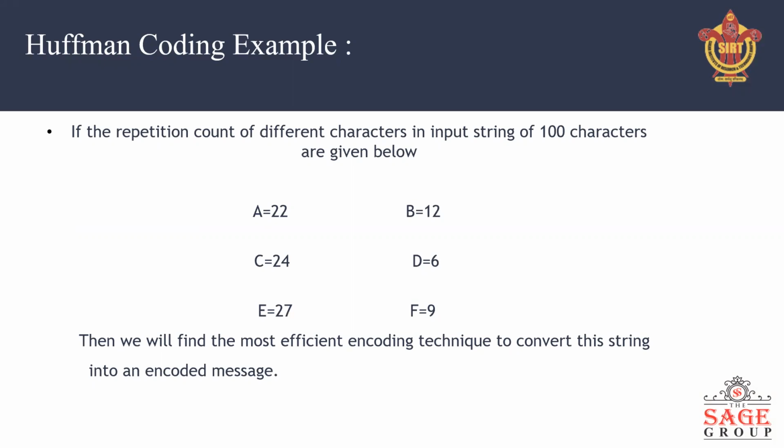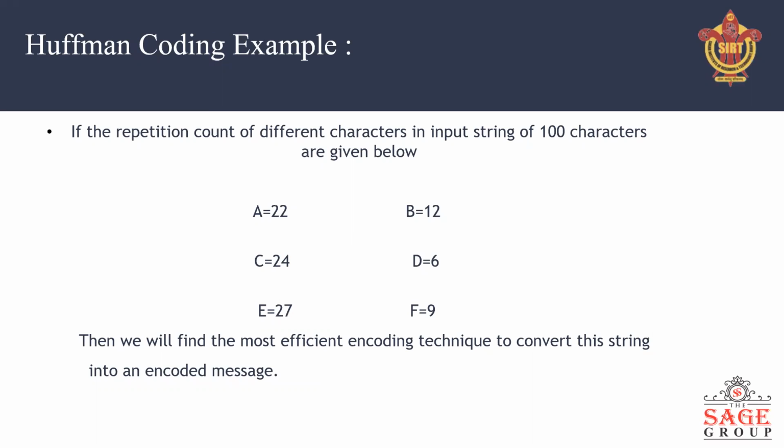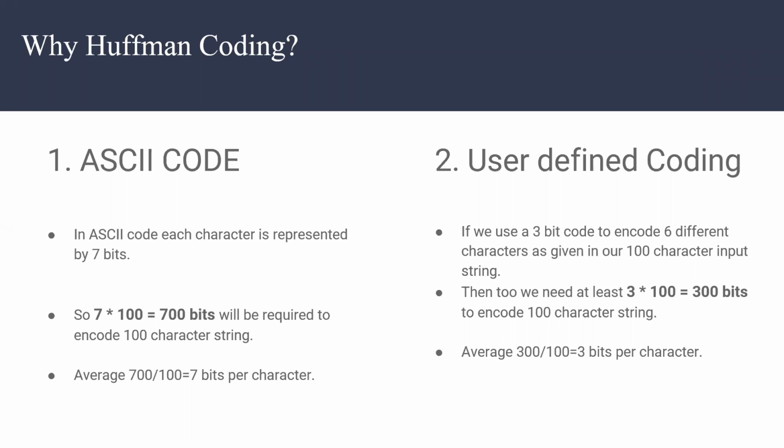Now we have a number of ways to encode this message. So we will discuss two techniques here, and afterwards we will discuss why we use Huffman encoding. Okay. So the first one, as we are all aware of the ASCII code, and we all know that in ASCII code, each and every character is represented by 7 bits. Okay. So in our given string, how many different characters do we have? There are 6 different characters, and our input string is 100 characters long. So 100 characters means each character will be represented by 7 bits.